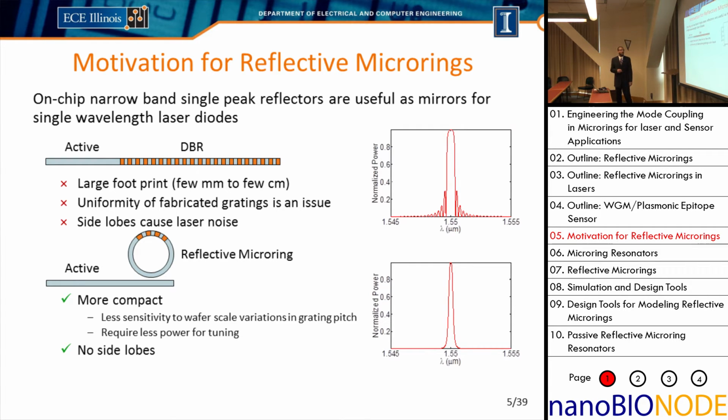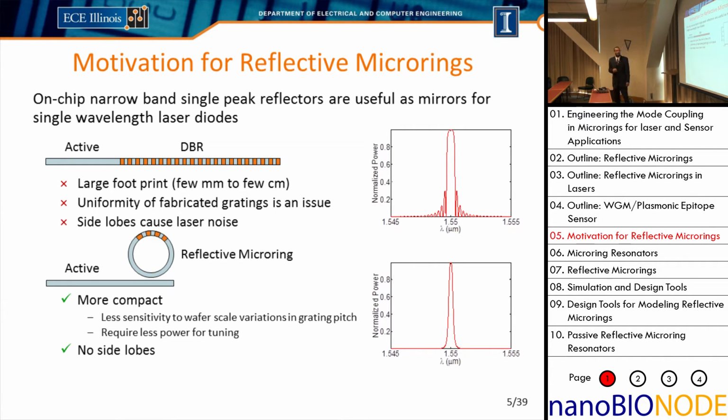There's also an issue when you start making these gratings to the millimeter to centimeter size, in that you get fabrication non-uniformities. So across the wafer, the pitch that you're able to achieve, the refractive index, the device dimensions, when you fabricate these devices, it becomes less uniform as it spreads out. There's also the issue of these side lobes. So the side lobes are actually additional modes that can laze in your spectrum. They add noise in the overall laser performance.